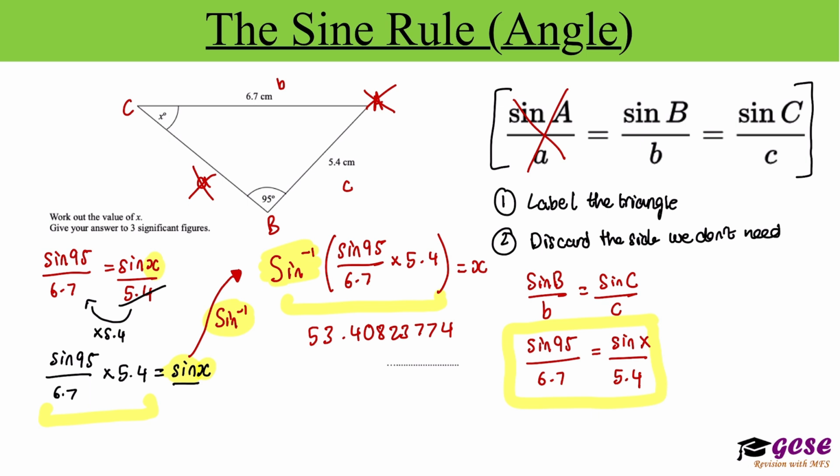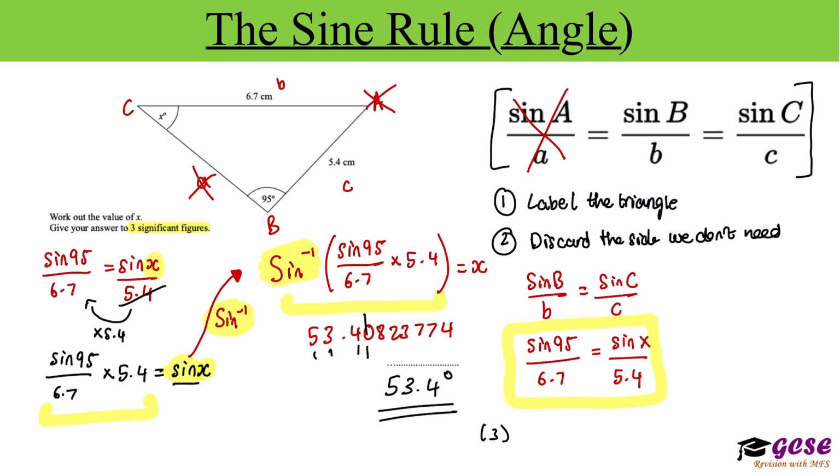Now the question does say give your answer to 3 sig figs. So what we're going to do is we're going to count. So we've got 1, 2, 3. We're going to cut it off here. 0 rounds down, so our answer is going to be 53.4 degrees. Okay, and this question was worth 3 marks.